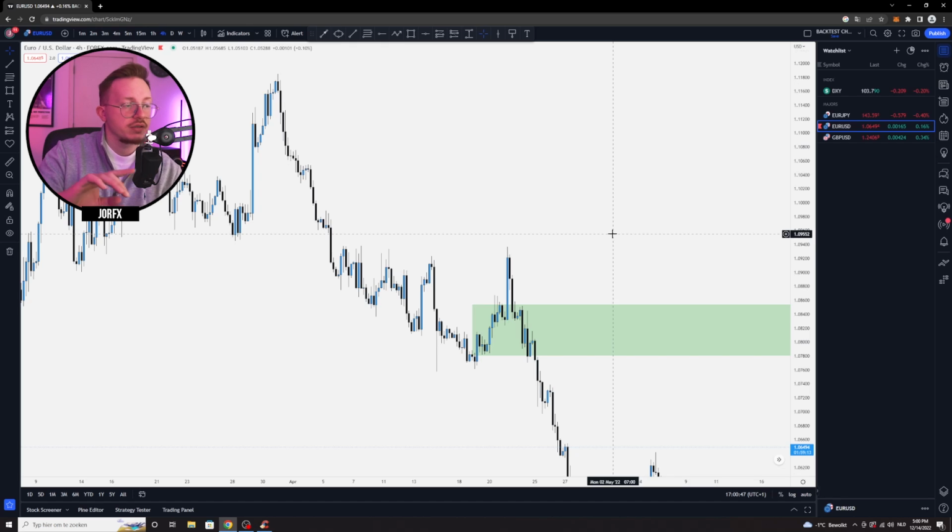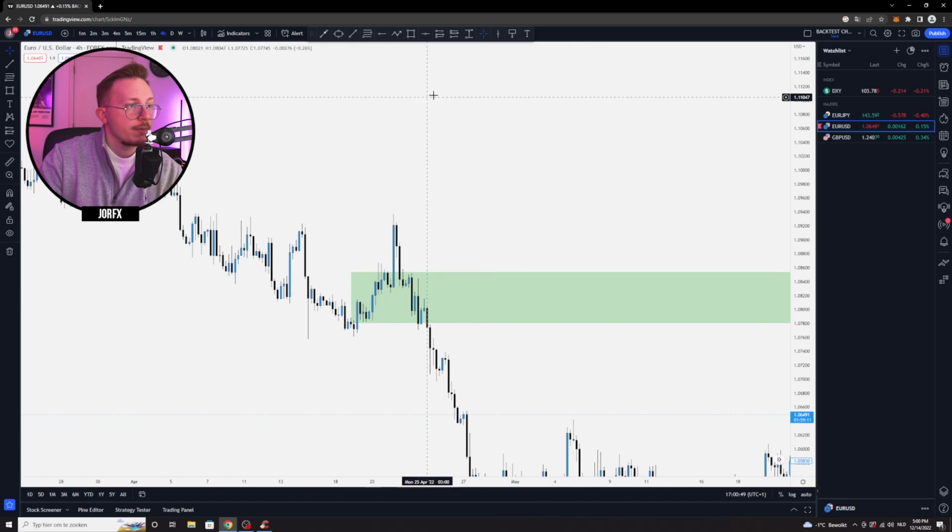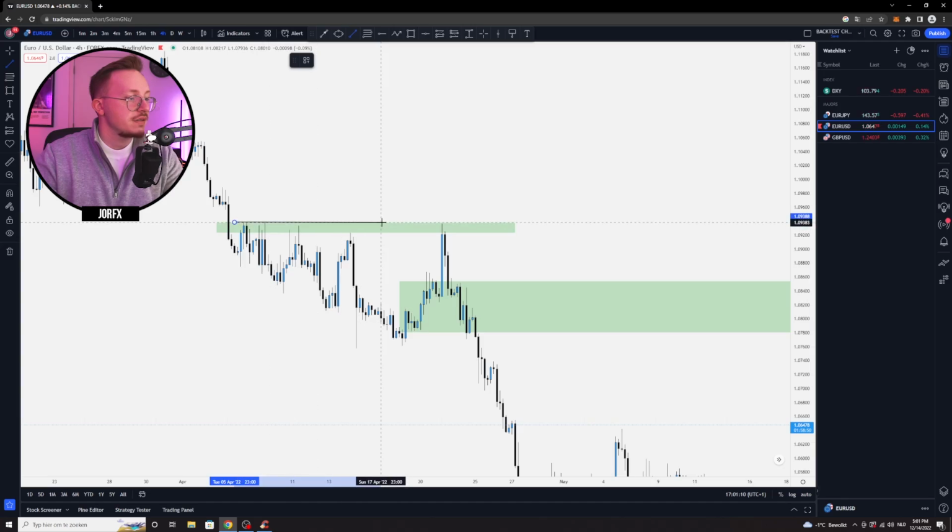I went to the 4 hour real quick on this particular example, and as you can see, what happened here is we touched this order block, we got huge momentum up to the upside, only to take out liquidity that was lying around here. Liquidity, if you guys don't know, is what people see as support and resistance, and in a way this is support and resistance.